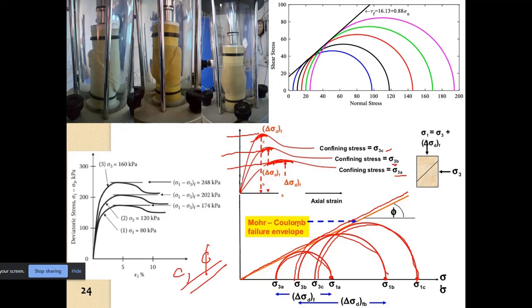Depending on the soil, this particular inclination, or there may be some intercept on the y-axis. We will see what the different conditions are. Ultimately, we do 3 or 4 tests, we get the Mohr circles, and we plot the Mohr-Coulomb failure envelope.